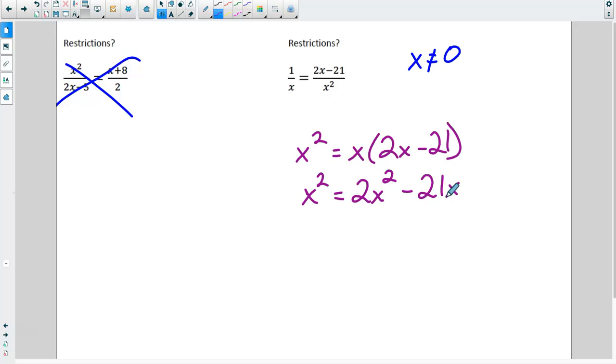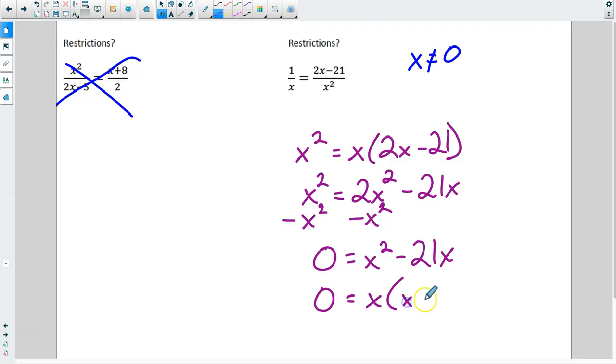What do you want to do? Subtract x. Okay. So we subtract the x squared. Now you can do the quadratic formula on every single problem. I don't want to do that here. I want to factor it instead. What can I take out of both of those? Just an x. So I get 0 equals x, and then x minus 21.